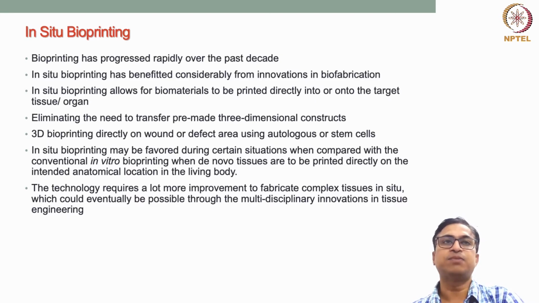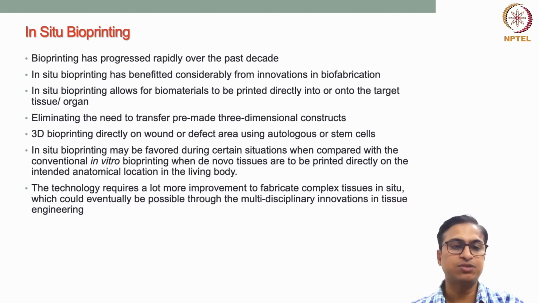And also another thing, when we print, we are targeting the patient's wound bed. There we need to employ cells, either the patient's autologous primary cells or stem cells generated from the same patient, because otherwise there can be immune reaction and immune rejection. So in this case, mostly autologous stem cells or autologous primary cells are used for bioprinting, and that is done directly on the patient wound bed.